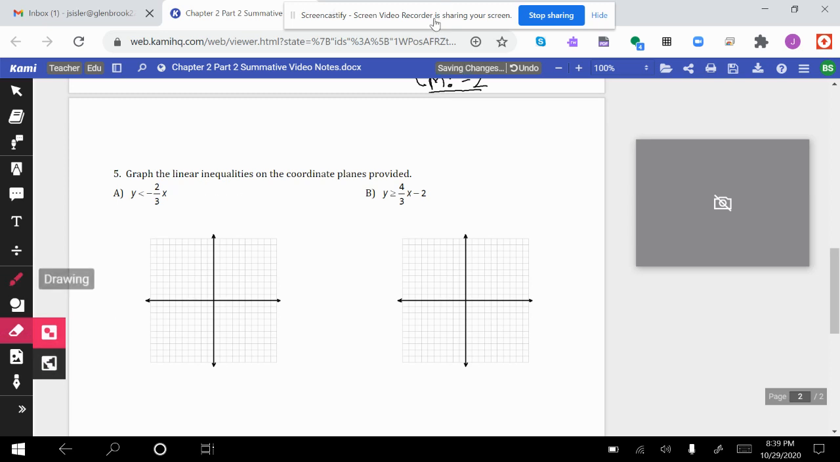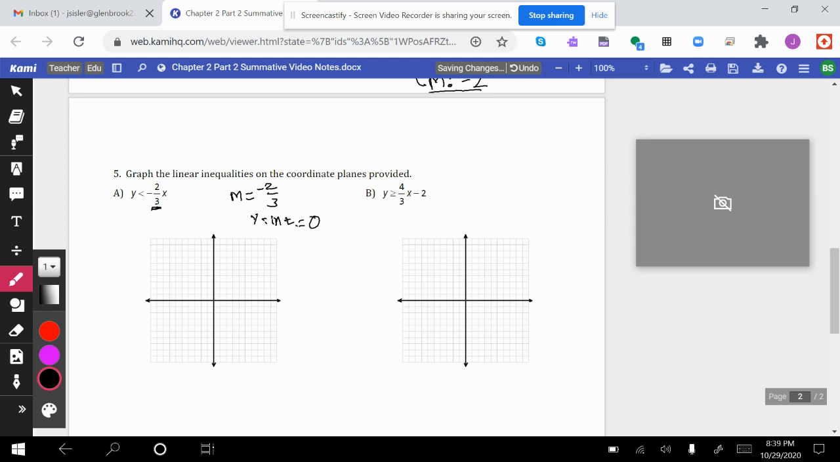It's just with a different signage. Okay, so our slope, I'm just going to pull from right here, is -2/3, and our y-intercept is just 0. Okay, because y is less than -2/3 x. If you were to make it into slope-intercept form, you would just add the 0.